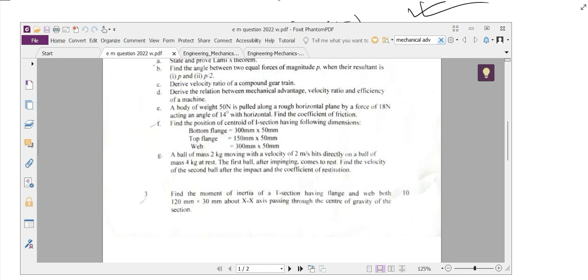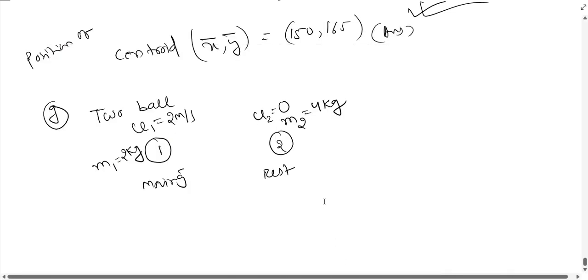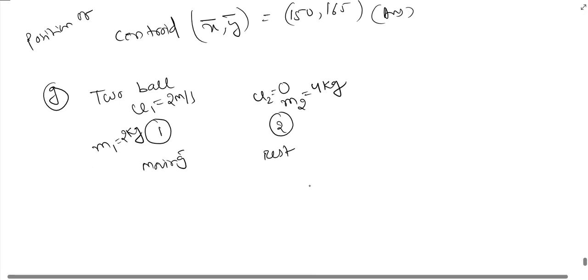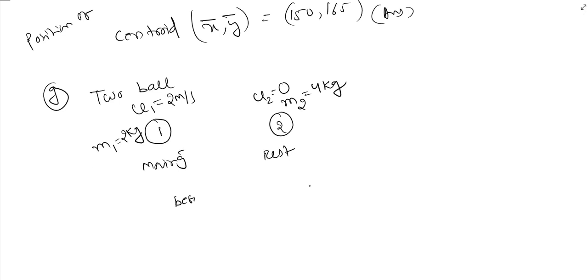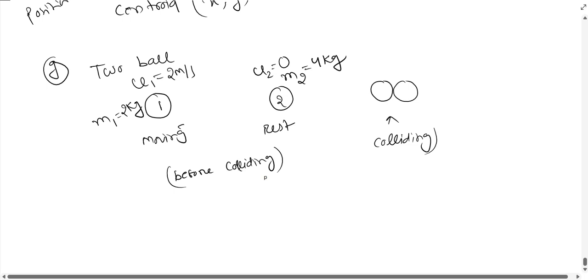The first ball after impact comes to rest. Find the velocity of the second ball after the impact and the coefficient of restitution. So these are the conditions before colliding. Ball 1 and ball 2 are colliding, and after colliding ball 1 is coming to rest. That means the final velocity of ball 1 is 0 and ball 2 is moving. So we don't know the final velocity of ball 2.